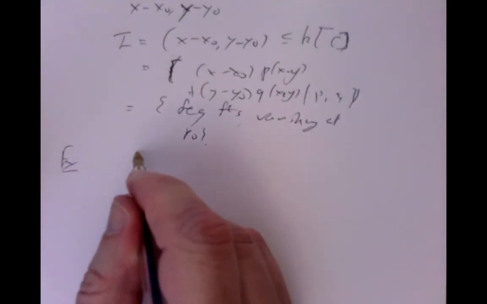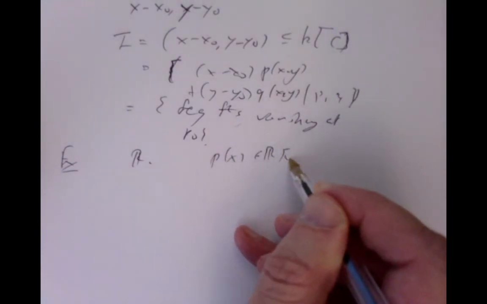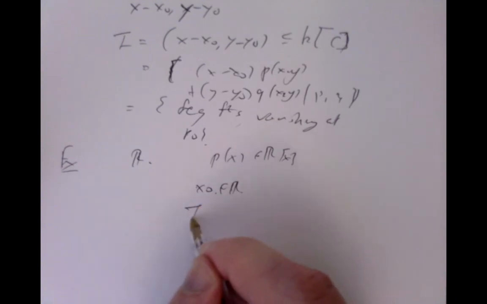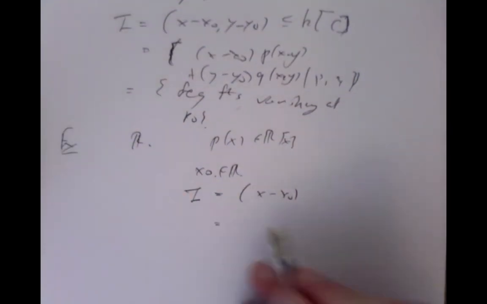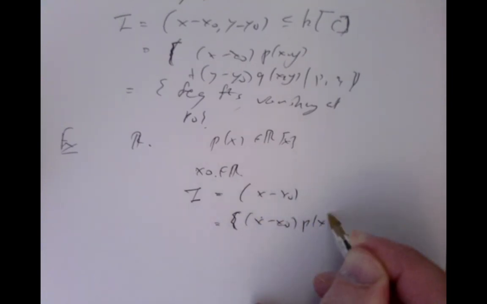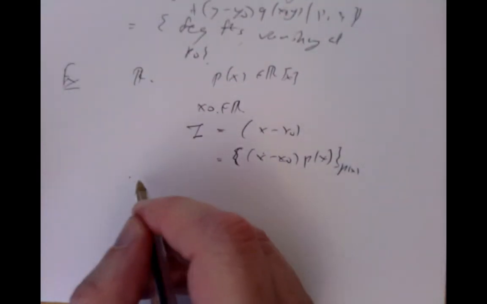So if we look instead at another example, the real numbers and polynomials with real coefficients, then for each real number x naught, you can define an ideal generated by x minus x naught, same notion. It consists exactly of the polynomials that have an x minus x naught factor times a polynomial, (x minus x naught) times p of x, for any polynomial p of x. So that's another ideal, but it's again representing a single point. I represents one point.